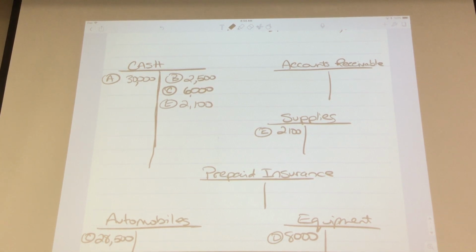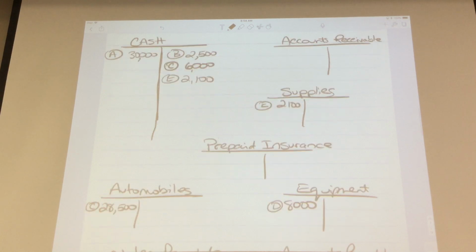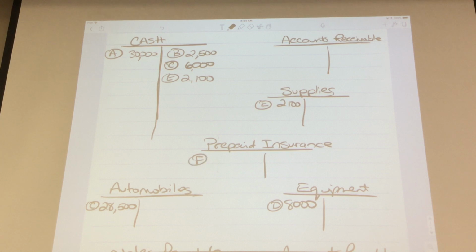Right? Any other questions? All right, let's see, F, the insurance. We paid for the insurance, and we said that is an asset to us, so we debited prepaid insurance for 3,600, and we credited cash for 3,600. I think you may have skipped E. No, supplies, here's E, right here. The supplies and there's cash. There's E. Yeah, I got it. Okay.